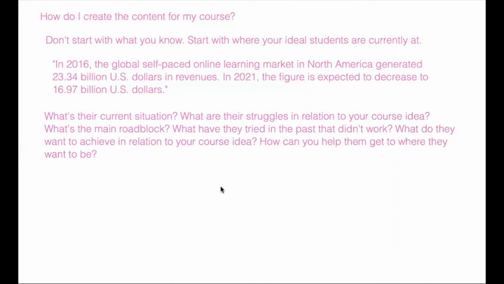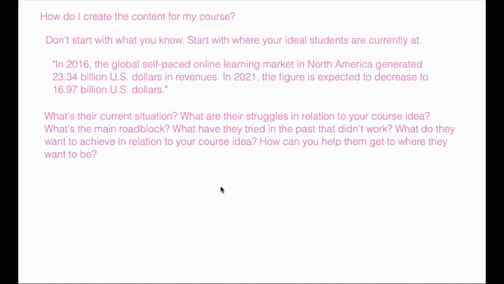And most importantly, how can you help them get to where they want to be? Once you've gotten a good understanding of their current situation, their desired destination, and the struggles that they're facing, then you can start coming up with your solution. You can create a roadmap and start outlining the steps that are going to help them get to point B from point A. And that is how you actually map out your course structure or your course outline.